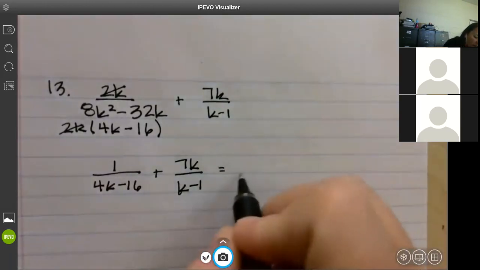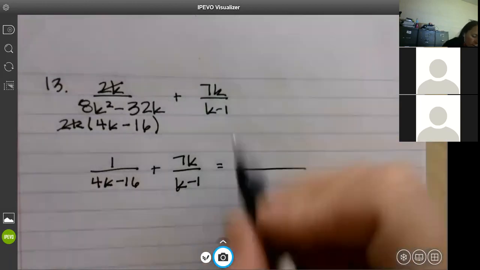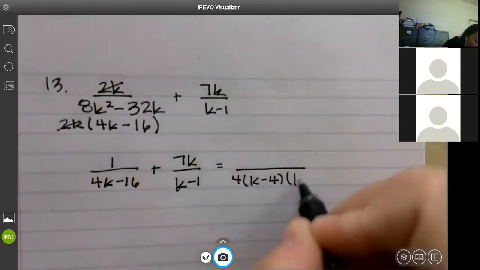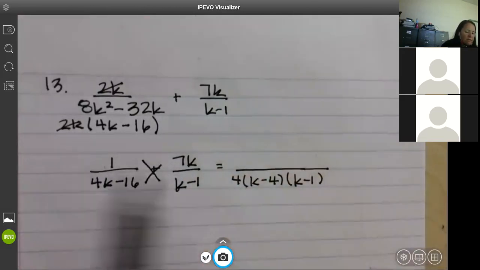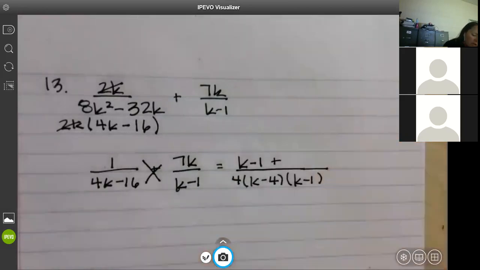So then when you do your common denominator, if you want to go ahead and take the rest of that GCF out, so what's the rest of this GCF? 4. So I can take out a 4, leaves me with k minus 4 and k minus 1. That's okay. I do not mind you doing that. When you cross multiply, if you don't want to write it out, that's fine as well. What's 1 times k minus 1? We have a plus between.